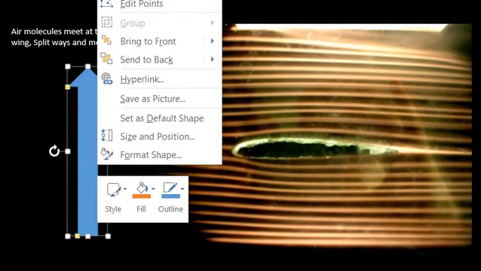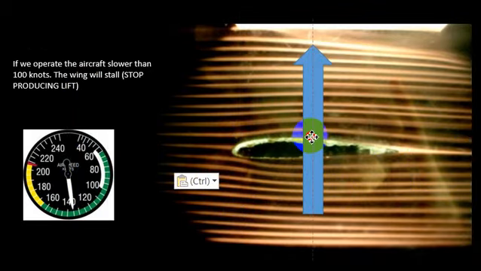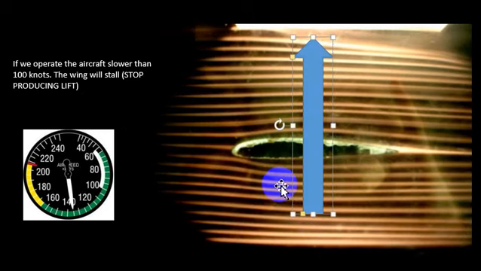If it flows slower than 100 knots, what happens is, just think of this arrow as a vector, right? If we fly slower than 100 knots, then the lift gets smaller and smaller and smaller till it's nothing, and then we have no lift, and the plane will fall out of the sky. Now, I don't want to scare you guys, because stall training is a part of all pilot training. So as long as we are above 100 knots, we get the lift that we need in order to keep the plane flying. All right.